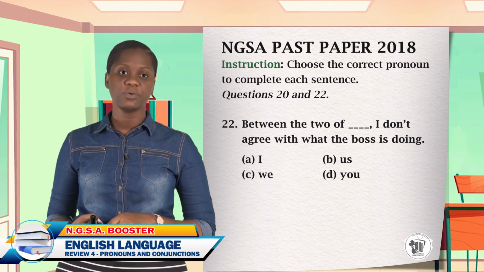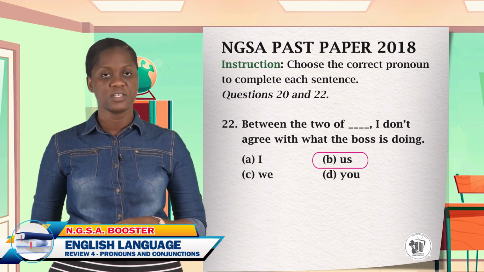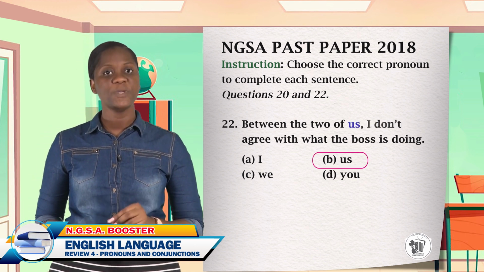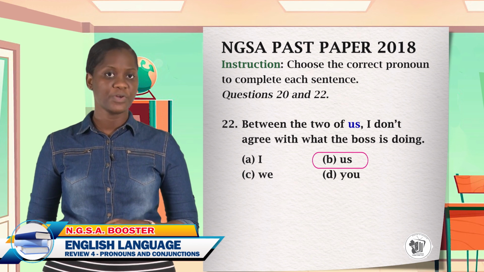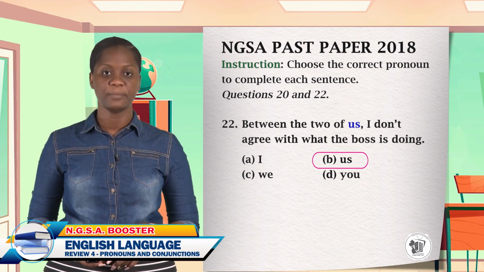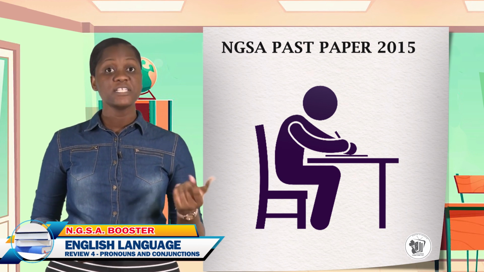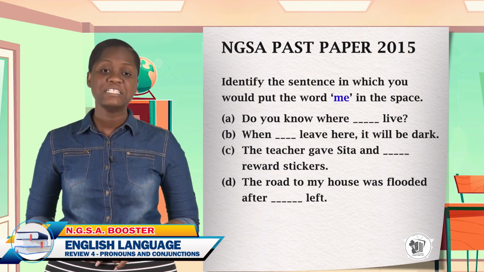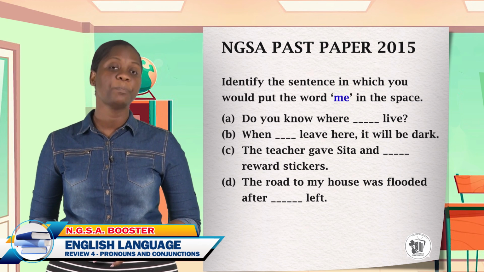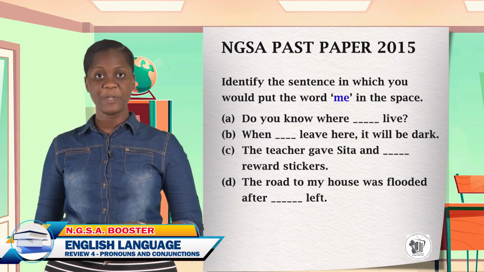The objective pronoun there is "us." So the answer would be, "Between the two of us, I don't agree with what the boss is doing." 2015 had one question on pronouns, so let's take a look at it. Identify the sentence in which you would put the word "me" in the space.